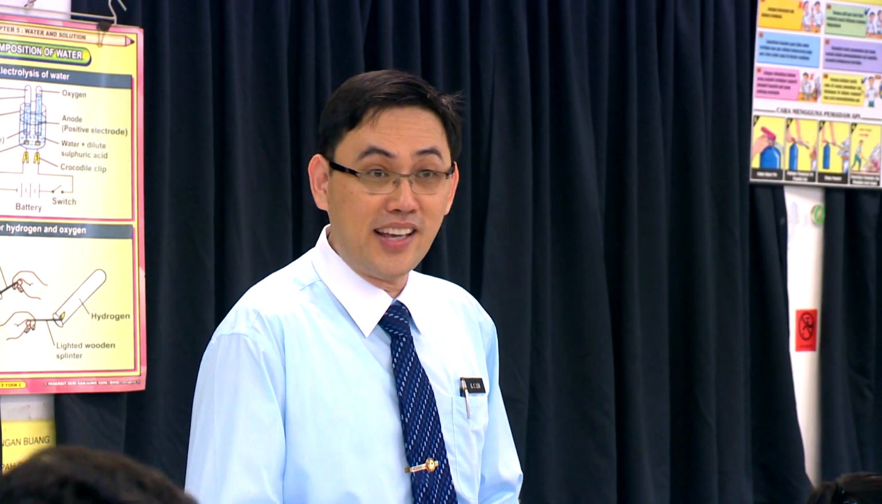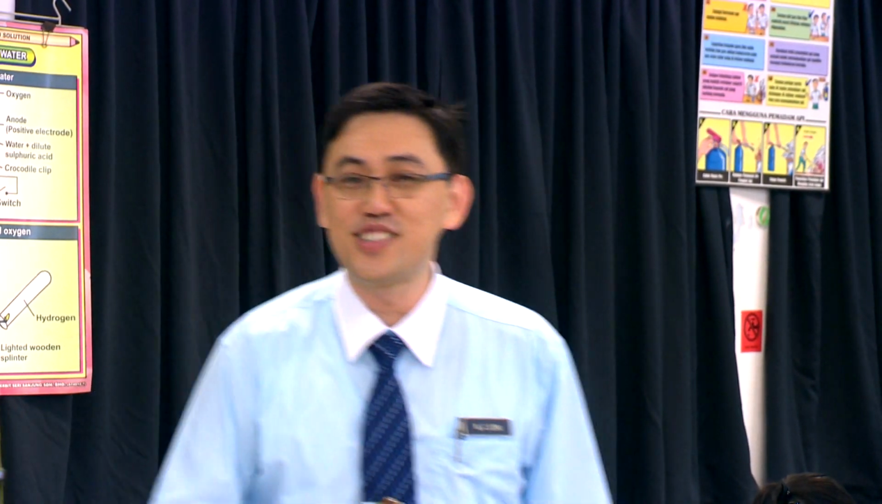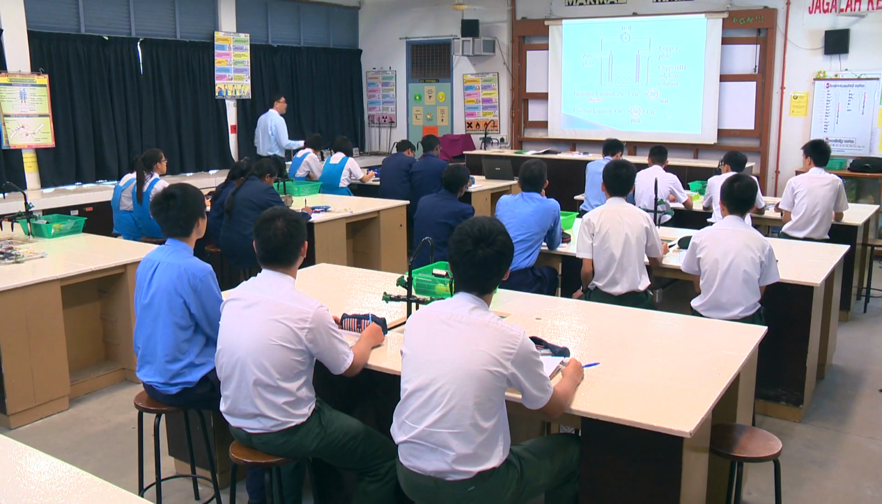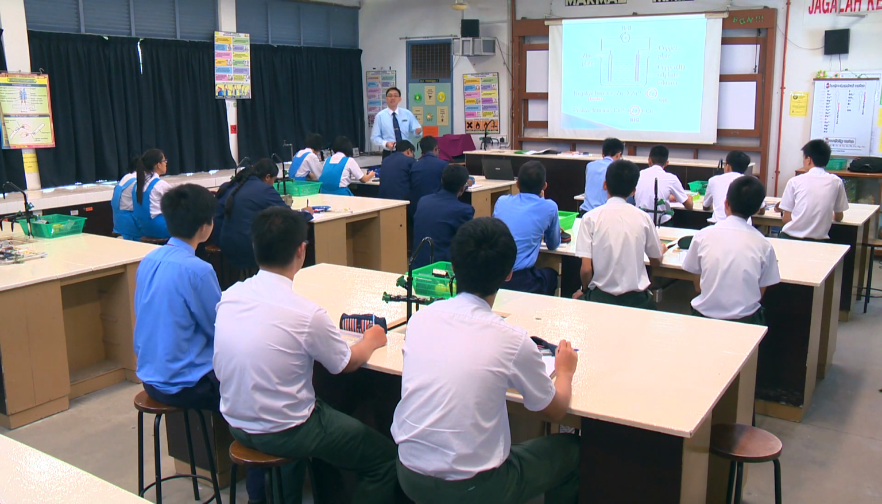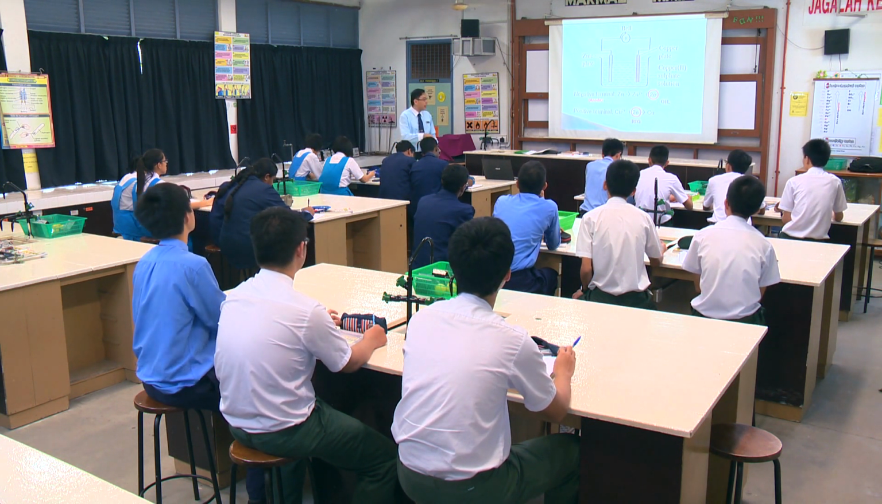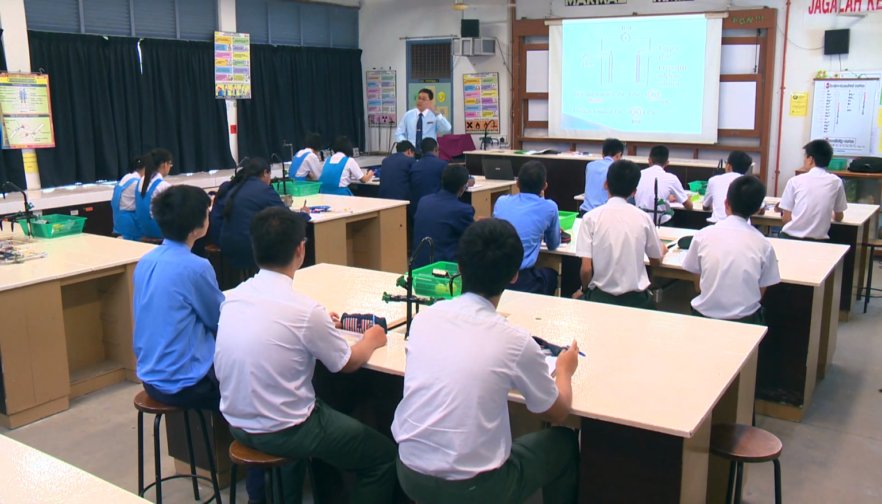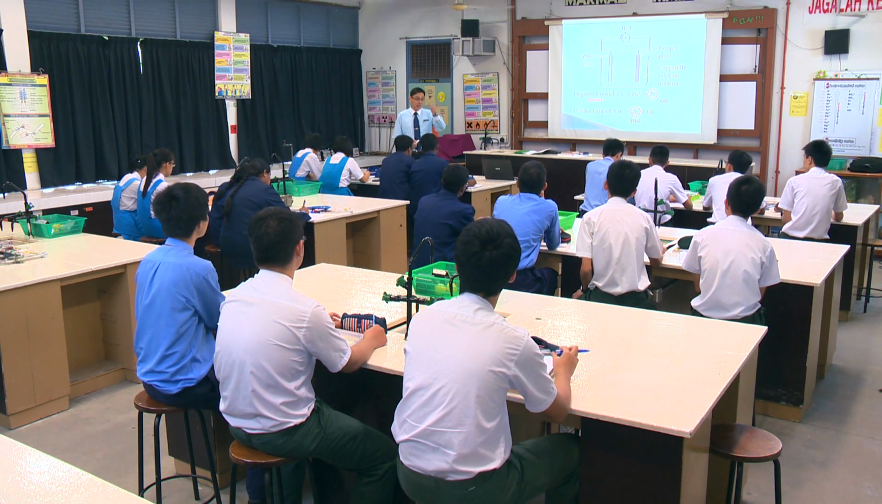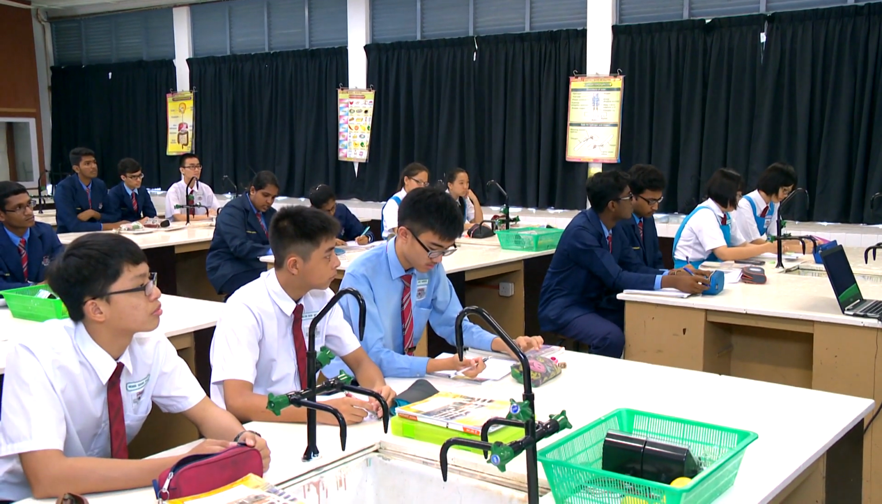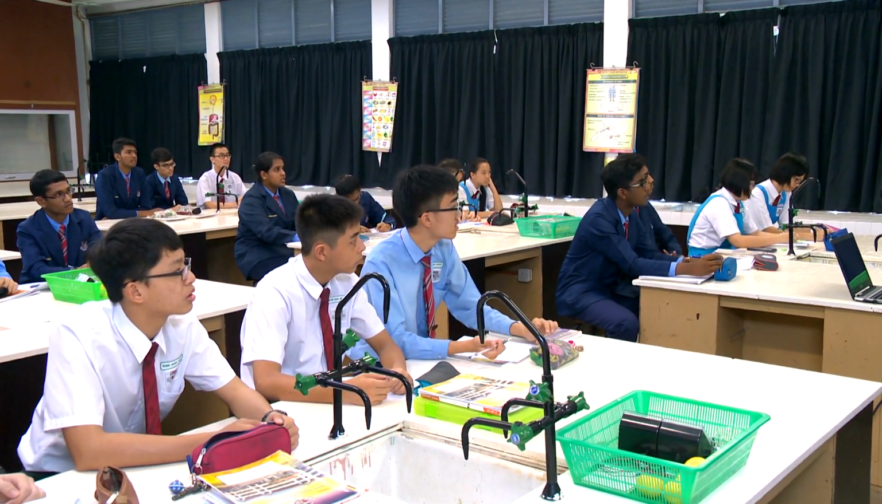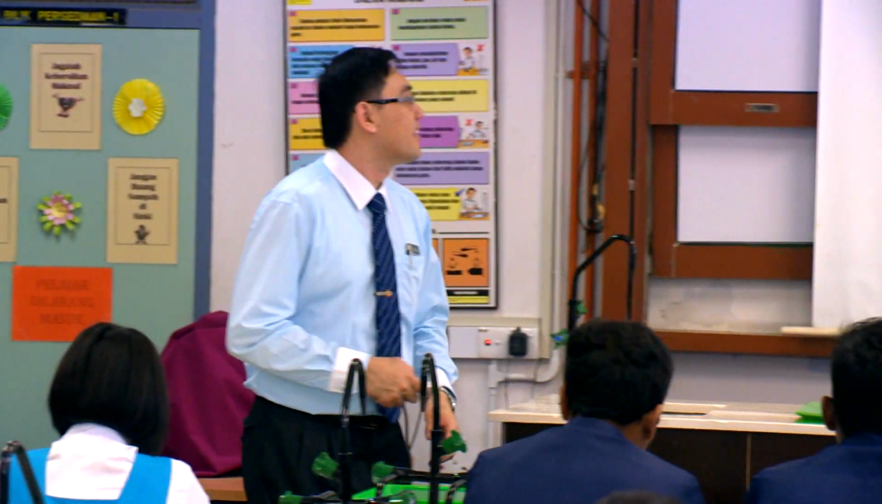So we have the mnemonic RIG. What is RIG? Reduction is gain electron. Correct. So over here, where oxidation occurs, we call it the anode. What is the term for the place where reduction occurs? One is anode, and the other one is called the cathode, correct.